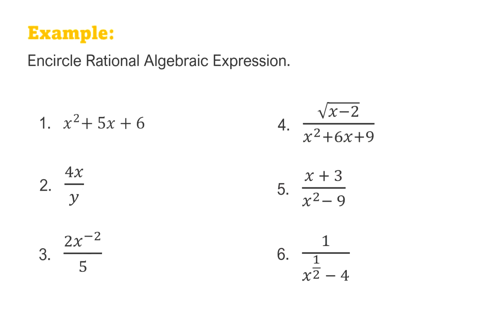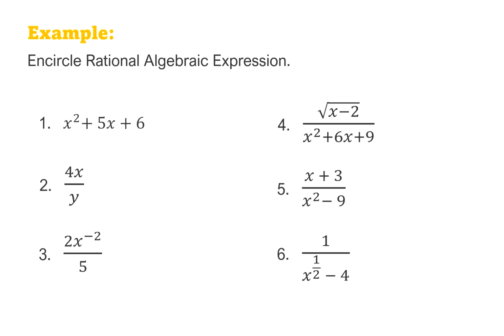Let us have an example. I want you to encircle rational algebraic expression. So, titingnan nyo lang dito kung alin ba dito yung rational algebraic expression. Una, kailangan siya ay naka-fraction form. Pangalawa ay titingnan nyo yung kanyang variable at the same time yung kanyang exponent.